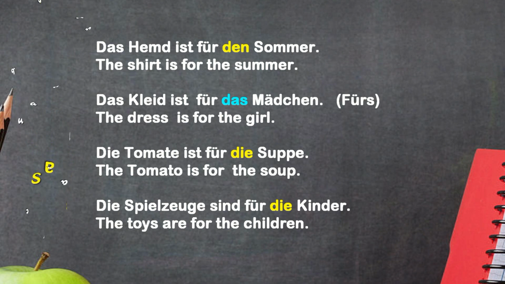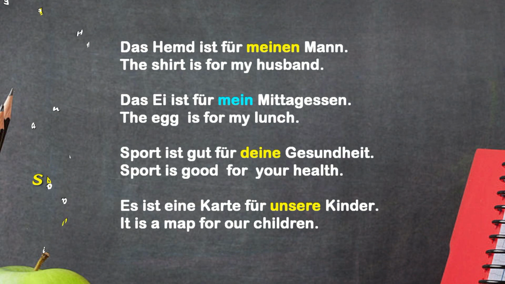So the toys are for the children. Now with possessive, das Hemd ist für meinen Mann. The shirt is for my husband. Meinen. Das Ei ist für mein Mittagessen. The egg is for my lunch. No change. And Sport ist gut für deine Gesundheit. Sport is good for your health.